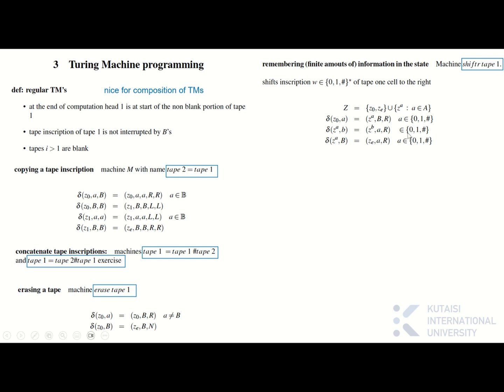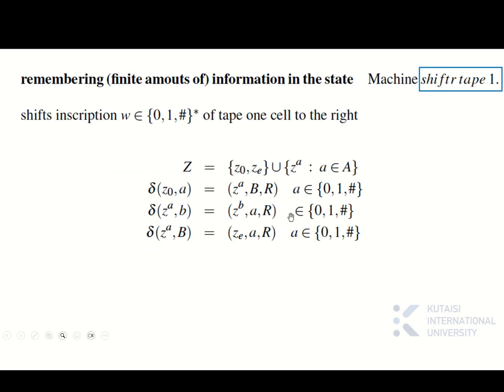The solution is like this. As many symbols as you have, you need basically that many states. So your states are the start state, the end state, and then for each symbol you have to have a state. So if you have symbols 0, 1, hashtag, blank, then you have 4 states. For each symbol you have to shift, you have a corresponding state ZA.